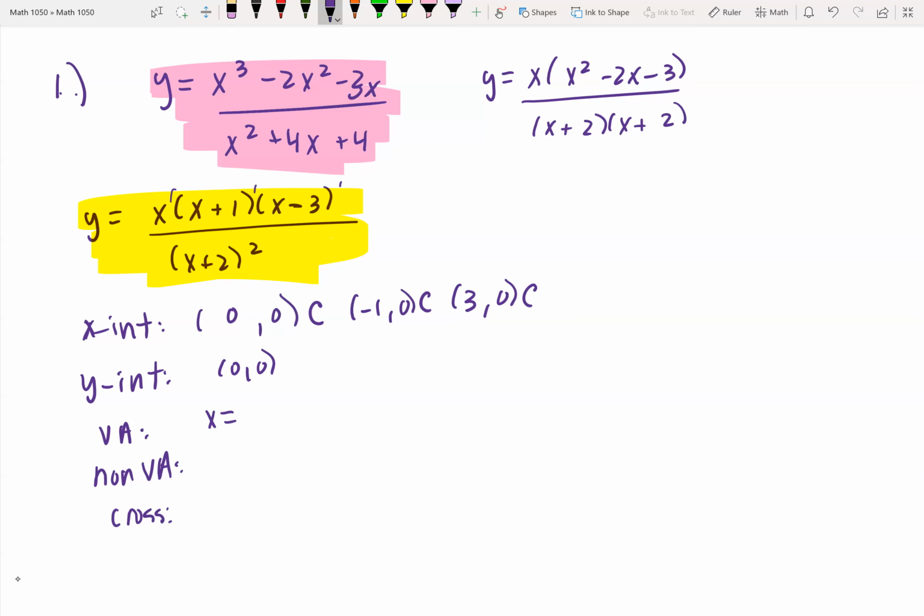Vertical asymptote comes from the bottom. It's x equals negative 2. The exponent's 2, so this is even. Non-vertical asymptote: biggest over biggest, it's going to be an oblique.